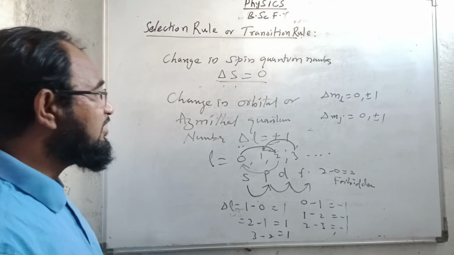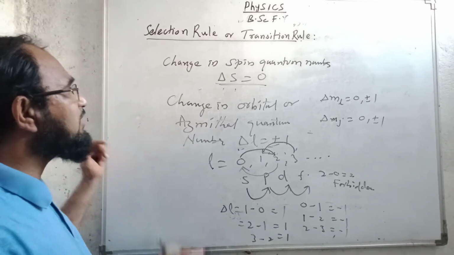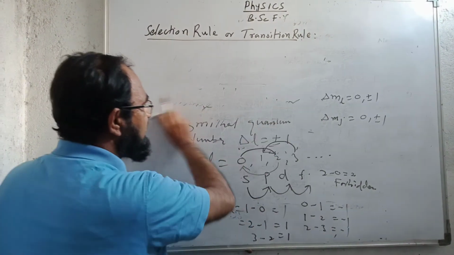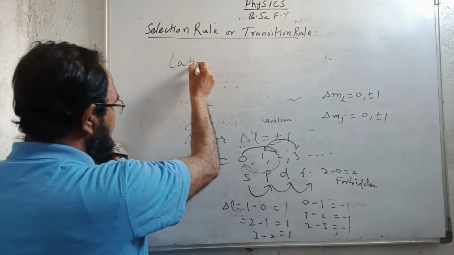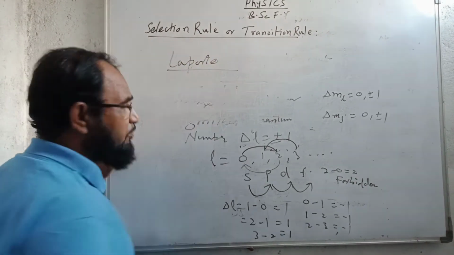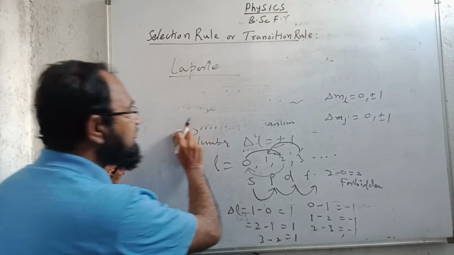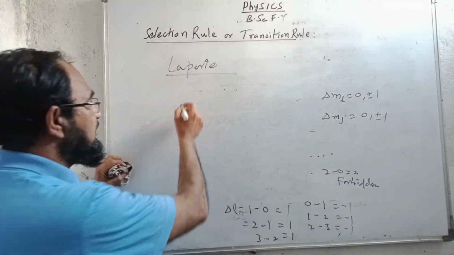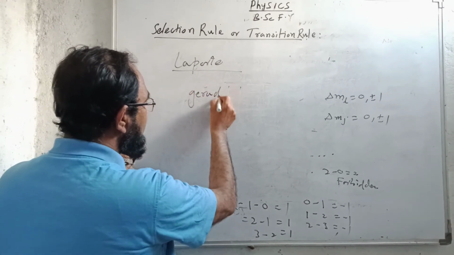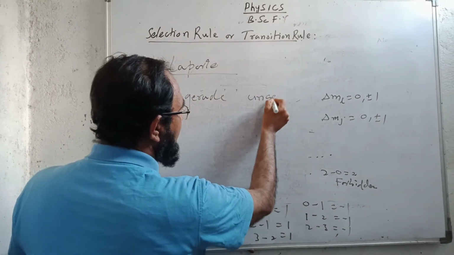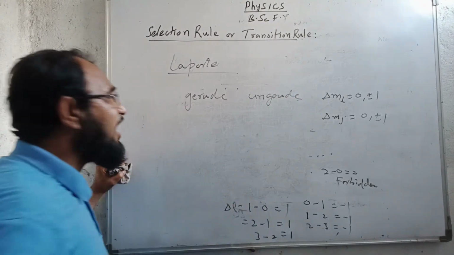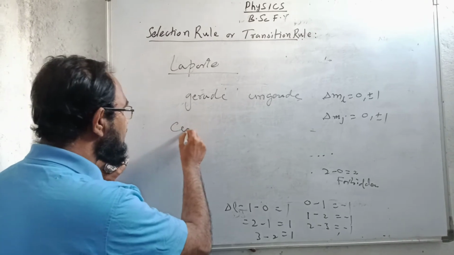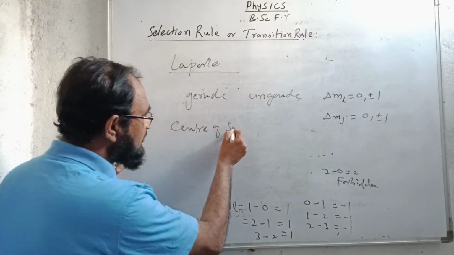Now when we study the Laporte forbidden and Laporte allowed transitions, we have to study the gerade and ungerade systems. What are gerade and what are ungerade? Here you have to study the center of symmetry.